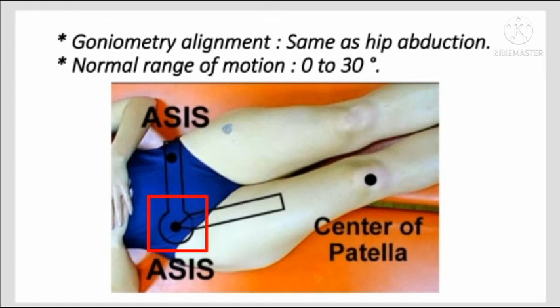Center the fulcrum of the goniometer over the anterior superior iliac spine. Proximal arm is at the imaginary line from one anterior superior iliac spine to the other anterior superior iliac spine. Distal arm is at the anterior midline of the femur. Take the reference as the patella.